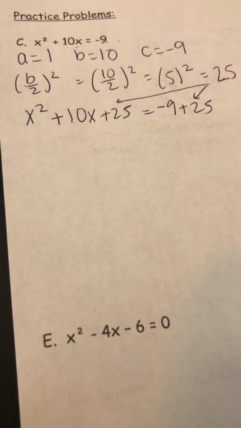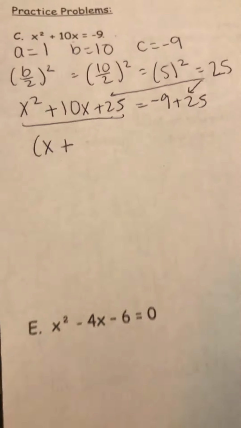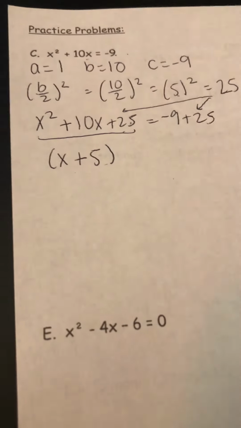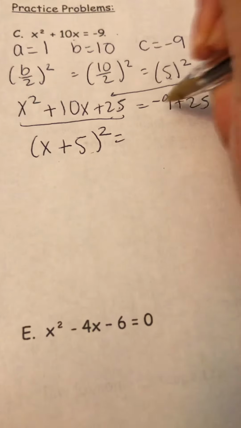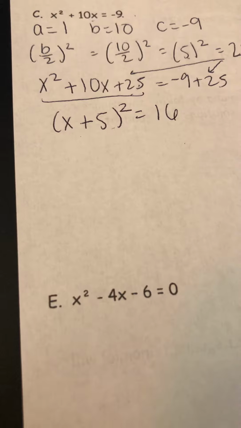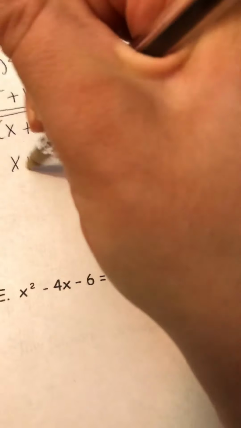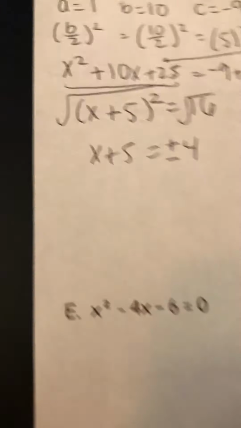Okay, now I have to factor. Because both of them are positive, I have x plus, and that term is 5. 5 squared is 25. Negative 9 plus 25 is 16. Square root both sides. X plus 5 is equal to plus or minus 4, because the square root of 16 is 4.